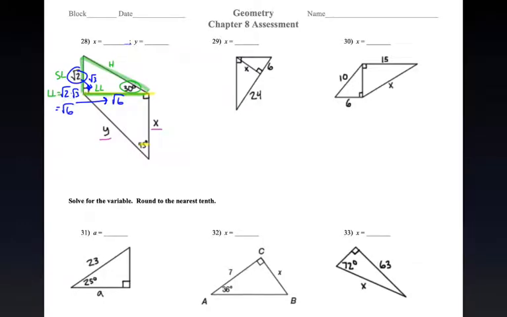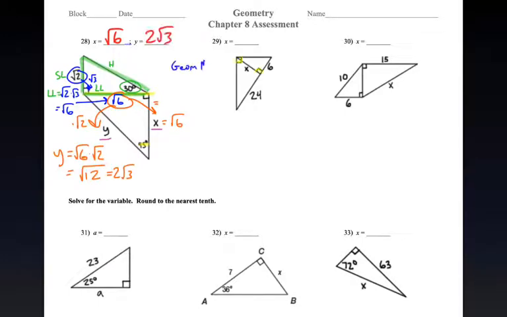Okay? Now, let's turn our attention to the 45, 45, 90 triangle. We have the legs and the hypotenuse. The legs are square root of 6 and x, so x equals square root of 6. Y is the hypotenuse, so we will multiply by the square root of 2. We end up getting 2 square root 3. That feels familiar.